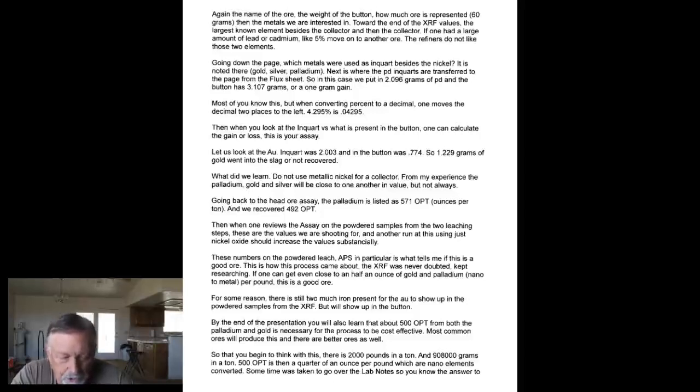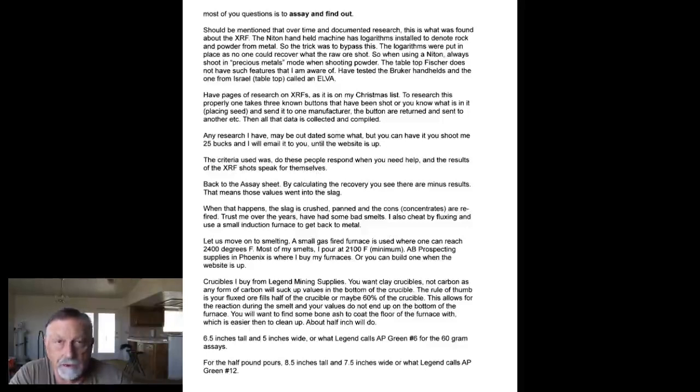By the end of the presentation, you will also learn that about 500 ounces per ton from both the palladium and gold is necessary for the process to be cost effective. Most common ores will produce this, and there are better ores as well. So that you begin to think with this, there is 2,000 pounds in a ton and 908,000 grams in a ton. So 500 ounces per ton is then 1/4 of an ounce per pound, which are nano elements converted. Some time was taken to go over the lab notes so you know the answers to most of the questions is to assay and find out.